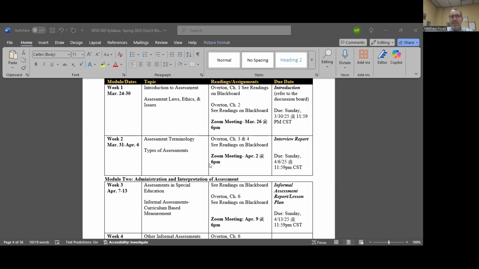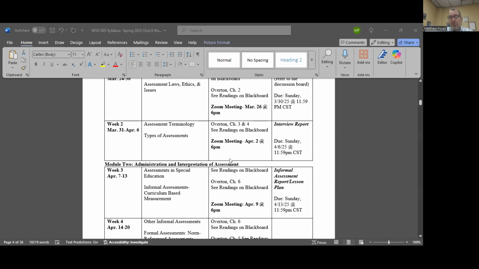After you complete the group interview, we will focus on three assessments through this 8-week course. The first will be informal assessments, where you will learn how to identify informal assessments. They could be in any area of the curriculum. And you will practice administering those, collecting some data, and then formulating a report to go along with it.